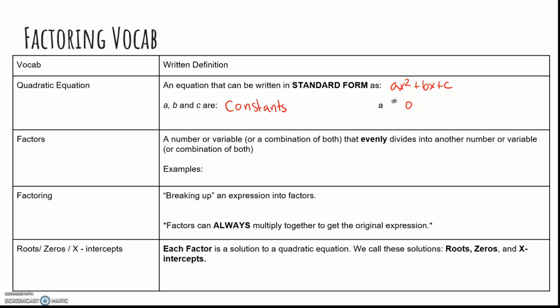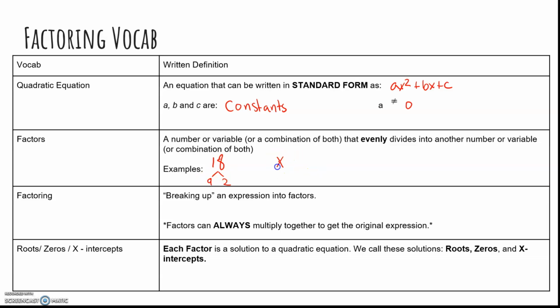And once we have this standard form, we can factor it, and what we're going to be left with are factors. These factors are a number or a variable or combination of both that evenly divides into another number or variable. So we can't have a remainder. So for instance, if our example was 18, we would have the factors of maybe 9 and 2 or 6 and 3. Anything that evenly divides. 9 and 2 will be the factors of 18. So these are our factors.